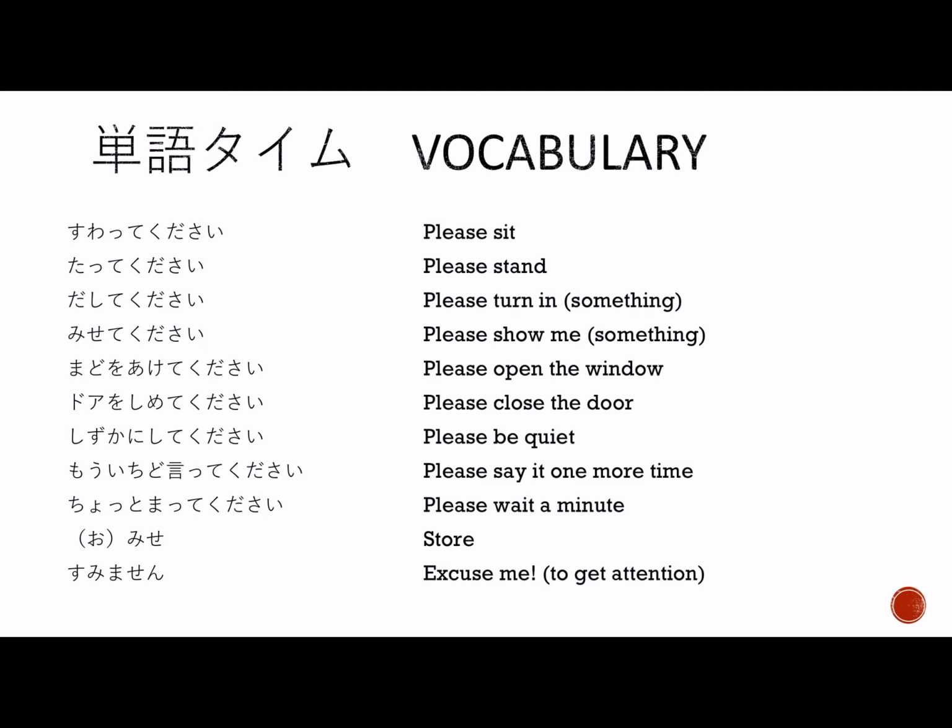Okay, so our first one is suatte kudasai. That means please sit. Tatte kudasai. Please stand. Dashite kudasai. Please turn in something. This could be like your homework. Usually when you turn in your homework, you'll say dashite kudasai, or the sensei will say dashite kudasai. Misete kudasai. Please show me something. Again, this is implied in Japanese, so it doesn't always have to have that object in front of it.